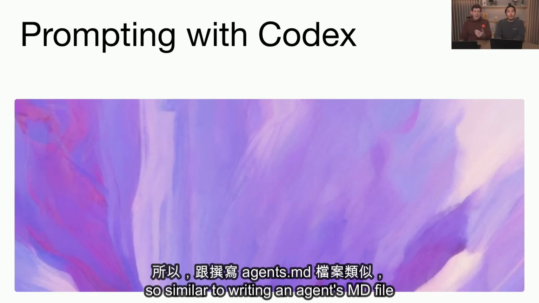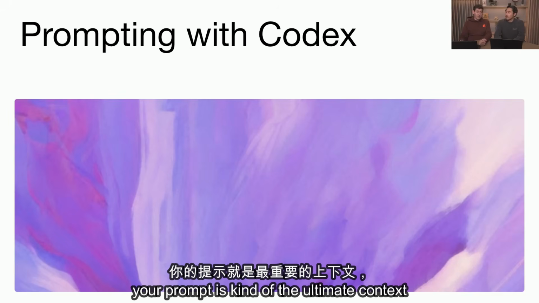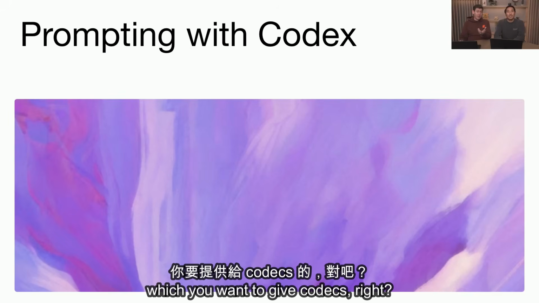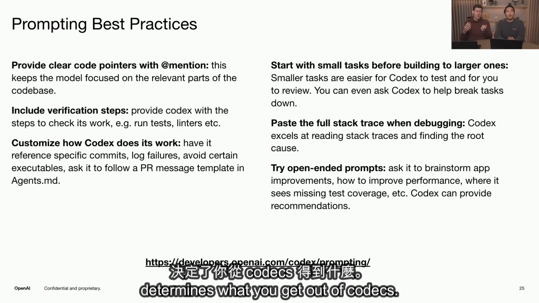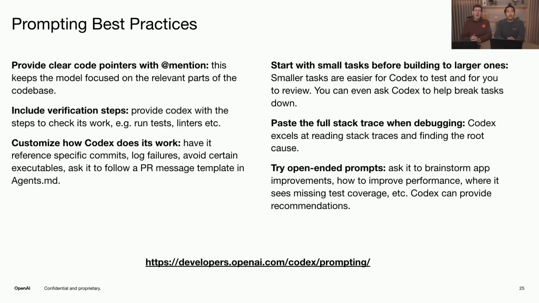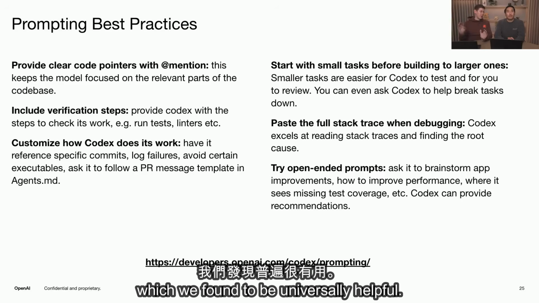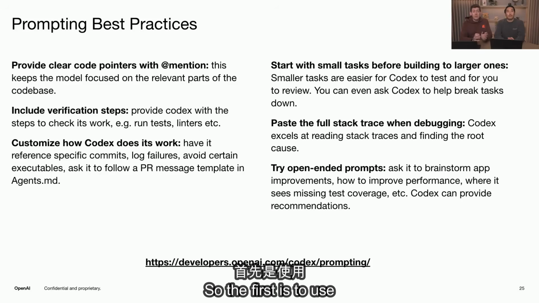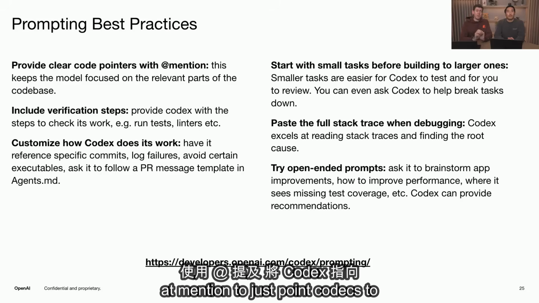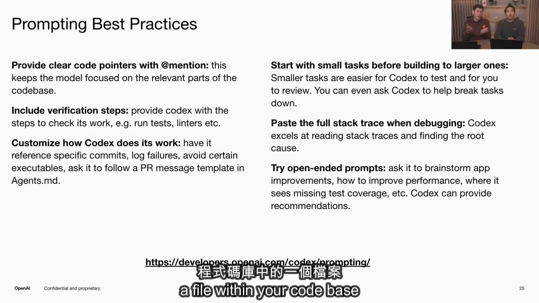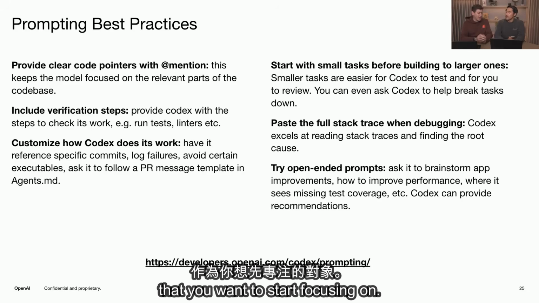All right, so similar to writing an agents.md file, your prompt is the ultimate context which you want to give Codex, right? And so writing a good prompt really determines what you get out of Codex. There are a few tips here which we found to be universally helpful. So the first is to use @mention to just point Codex to a file within your code base that you want to start focusing on.